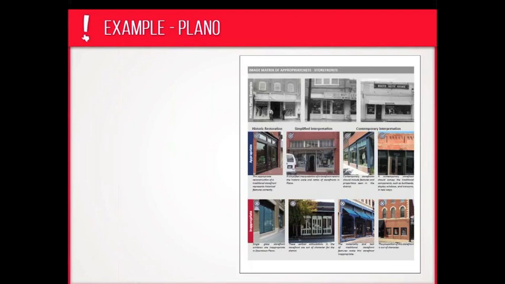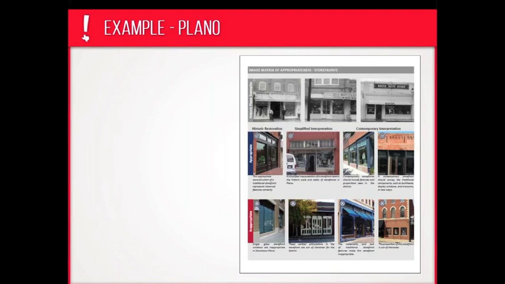In the updated document, Plano also included a picture matrix at the end of each chapter to show more good and bad examples of the standards that they were just describing. So after they discussed storefronts in the text, this page is included. The top row depicts storefronts from historic photos of Plano. The second row shows 3 appropriate storefront designs.